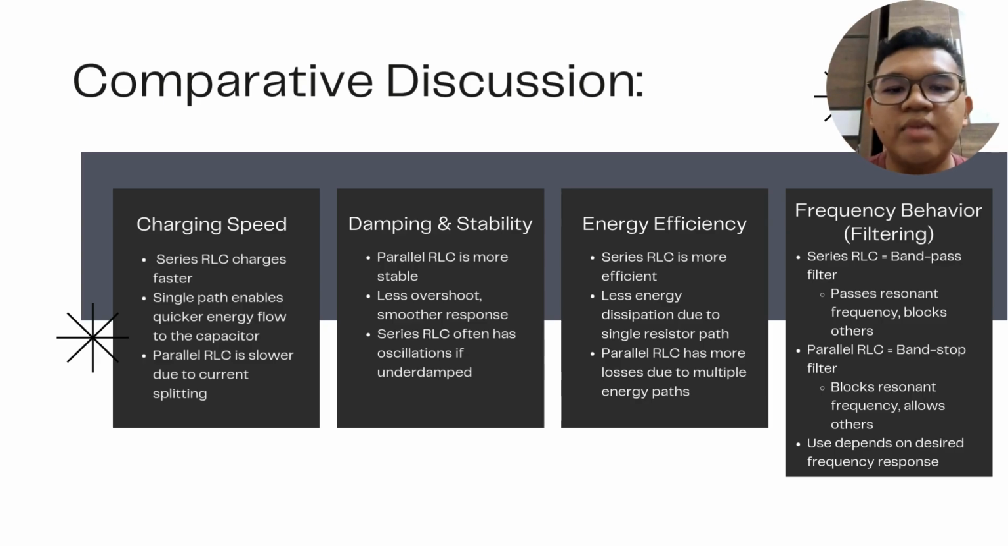The second one is the damping behavior and stability. The parallel RLC circuit is more stable and better damped. It tends to settle more smoothly with minimal overshoot, while the series RLC circuit may oscillate if the damping is low, especially when resistance is small.